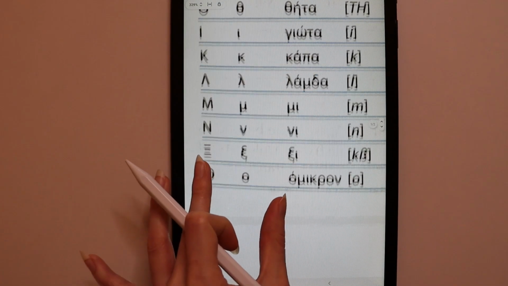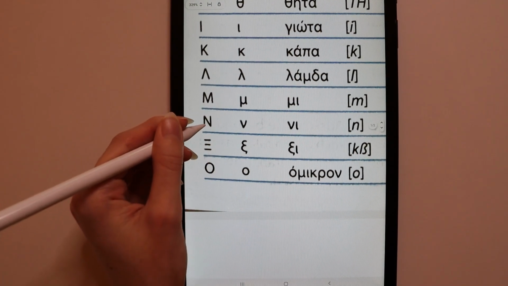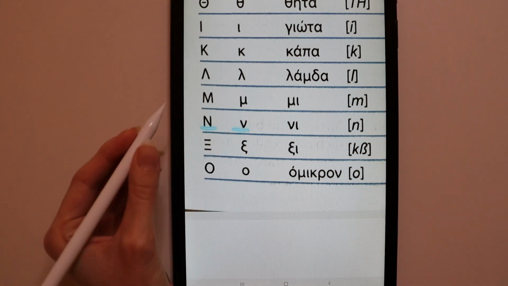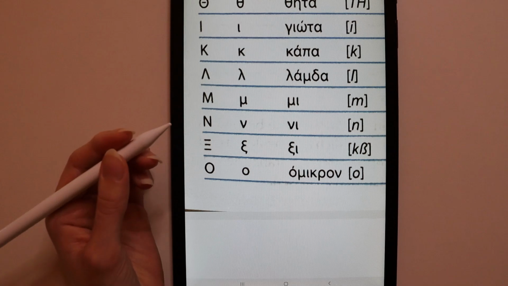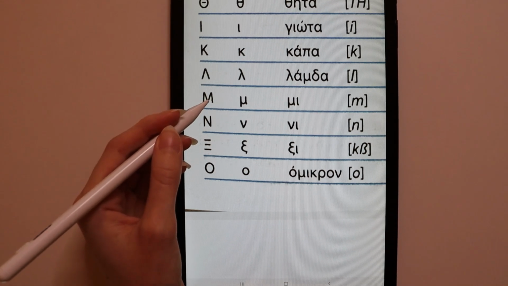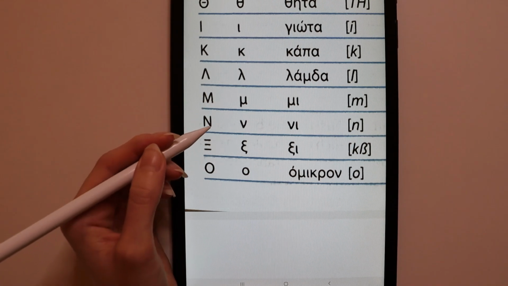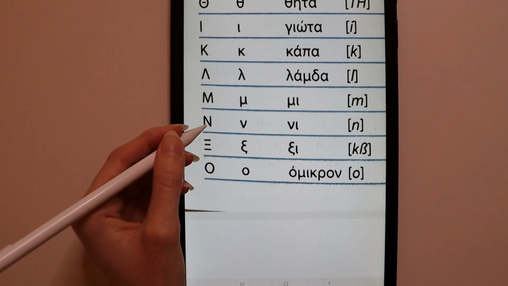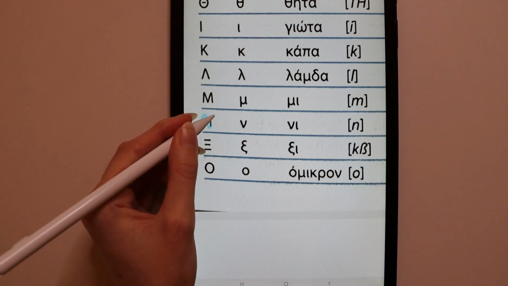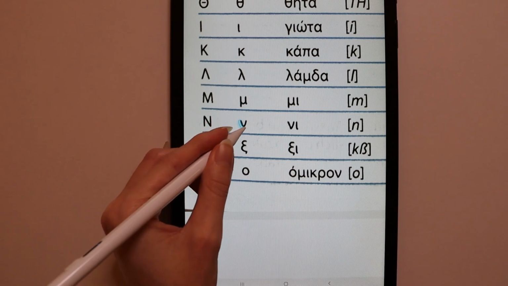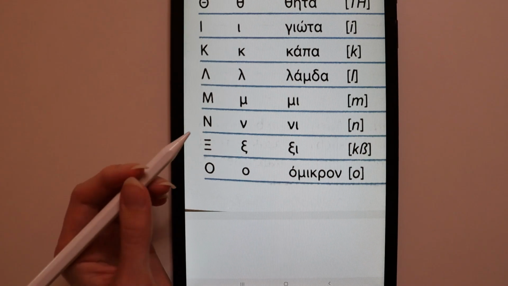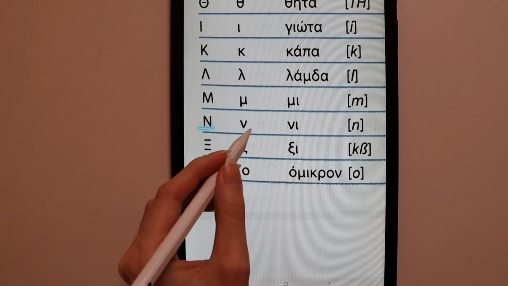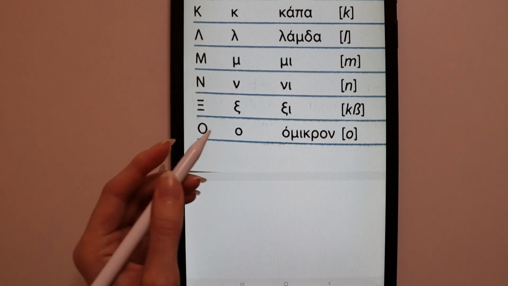Mi is an M. And then we have ni. Ni looks again just like in the Latin alphabet. It's an N. So mi is M and ni is N. The lowercase form looks like a V, but it's also an N, it's also ni. So this is ni.